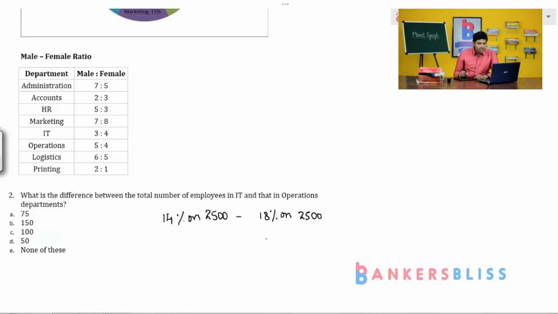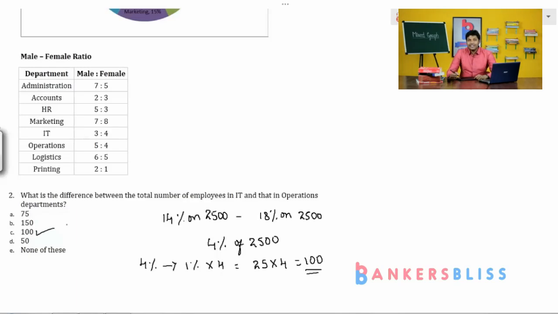So what is the difference? You are going to get the difference of 4%. 4% of 2500. So 1% means 25. See, 4% can be calculated in this manner. 4% means 1% into 4, which is equal to 25. 1% means 25. 25 into 4, which is equal to 100. So option C, 100 is the right answer.